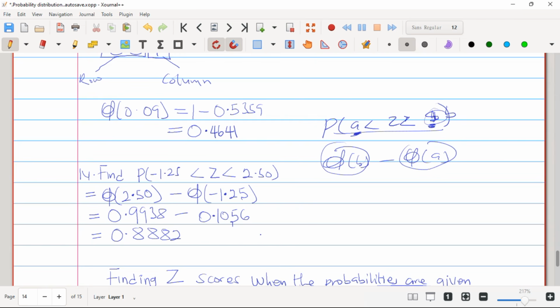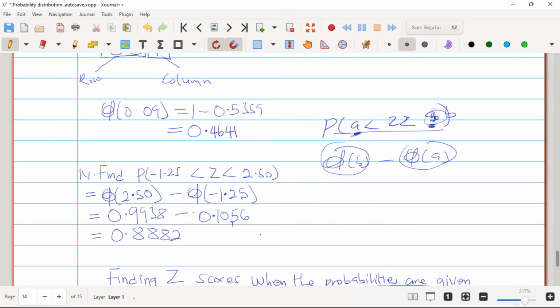Once you find the probability that z is equal to 2.50 from the positive normal distribution table, we are going to get 0.9938. And then if you find the probability that z is equal to negative 1.25, we are going to get the probability to be 0.1059. So once you subtract this from this, you are going to get 0.8882.